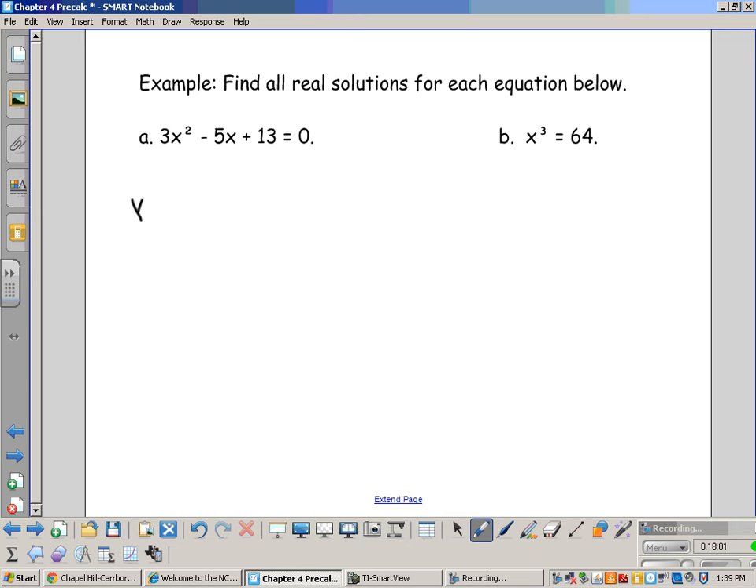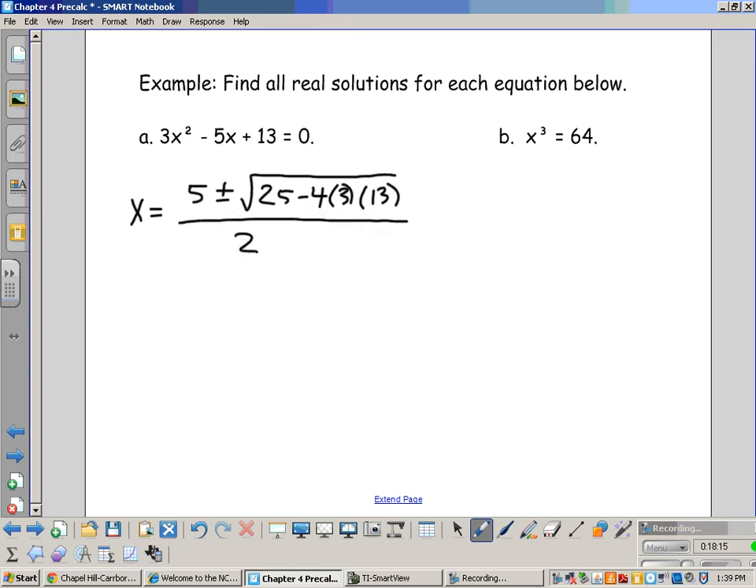So for this one, we're going to say x equals negative b, which is 5, plus or minus the square root of b squared, which is 25, minus 4 times a times c, and all of that is over 2 times a. When we simplify, you'll notice why you end up with a negative value here. So this gives us 5 plus or minus the square root of negative 131 over 6.